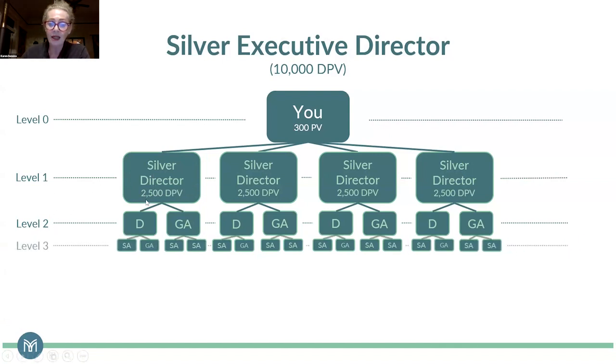So as a silver director, let's say to make that level, which is 2,500, they've got a director and a gold associate. So the 2 under them have gone up by developing silver associates and gold associates underneath. So that's excellent. But what you'll notice is 4 silver directors with 2,500 DPV conveniently adds up to 10,000 DPV, which makes you a silver executive director.